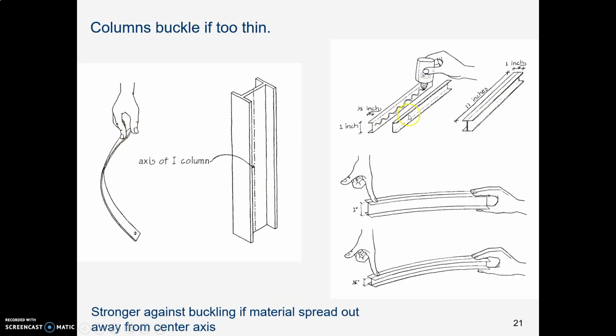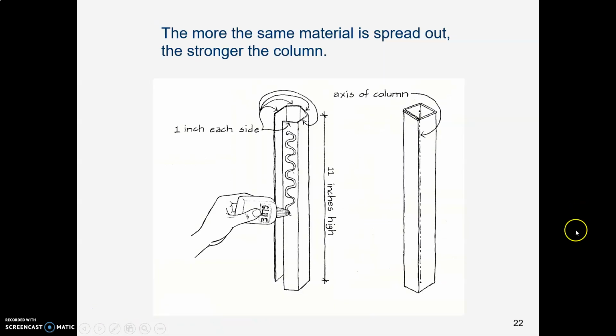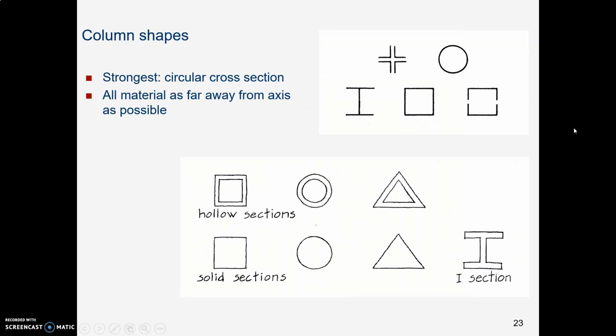You could take, let's say, that piece of paper, fold it, and the folds by themselves increase the moment of inertia, and then glue them together to make a paper wide flange shape. You've got a pretty stiff shape there compared to that floppy piece of paper. And the more the material is spread out away from the axis, the stronger that column is. So you could take that piece of paper and fold it several times and glue the edges together, make kind of a square column. That will be a real stiff shape, even though it's made out of thin paper.